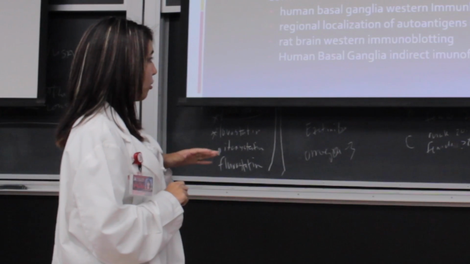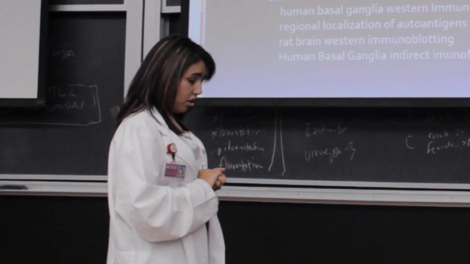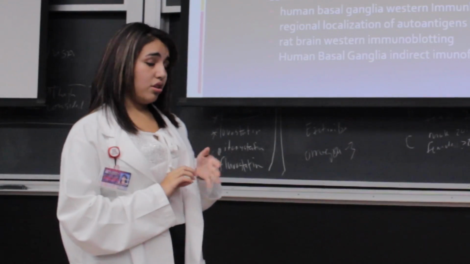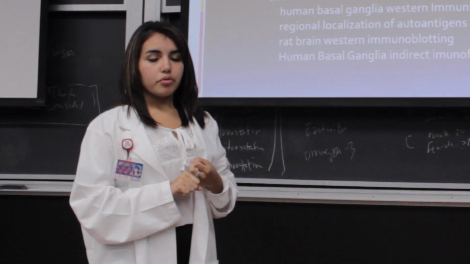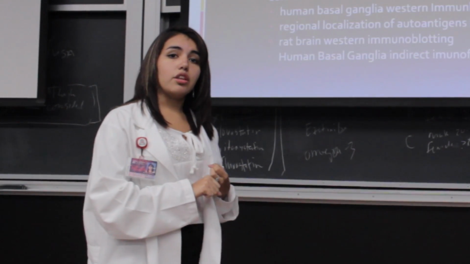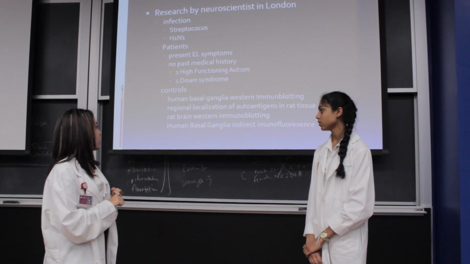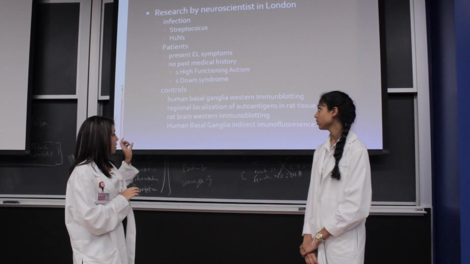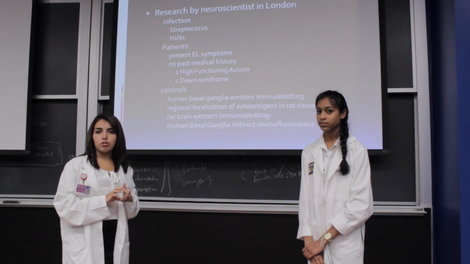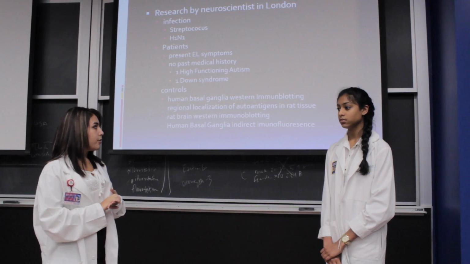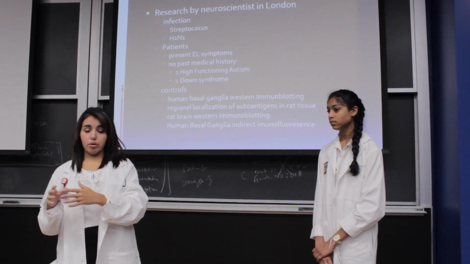The Western immunoblotting as well as autoantigens, all of those four actually do the same thing. They're trying to find if the antibodies can find the autoantigens in the tissue. So what they did is they grabbed two brain tissues of two rats, with two different methods each.